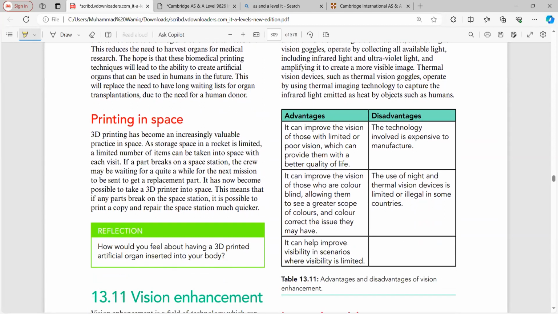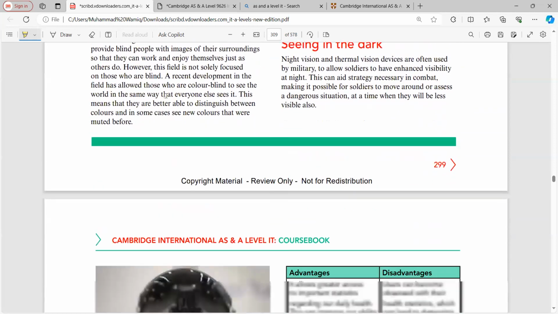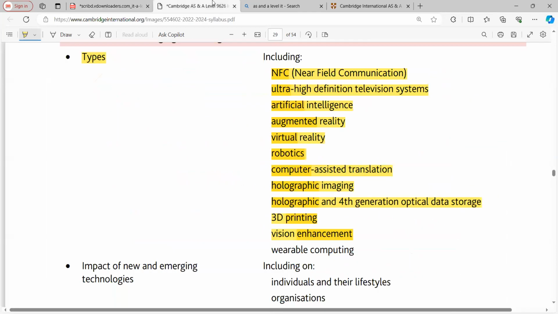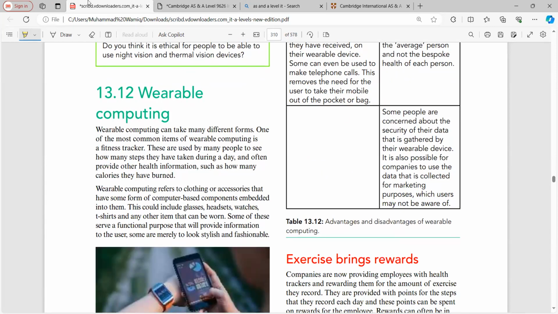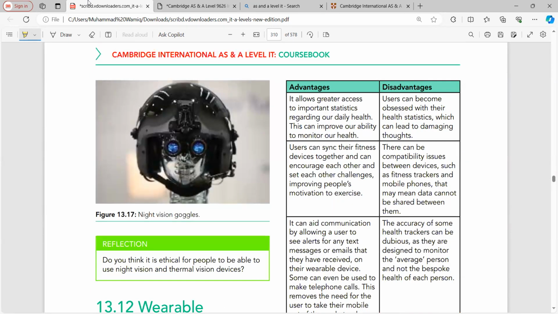The advantage of vision enhancement is that it can improve the vision of those with limited or poor vision, which can provide them a better quality of life. It can also improve the vision of those who are colorblind, which allows them a greater scope of colors, and it can also improve their visibility in different scenarios. The disadvantages can be that the technology involved is quite expensive, and the use of night and thermal vision devices is limited and illegal in some countries. This is an example of night vision goggles.